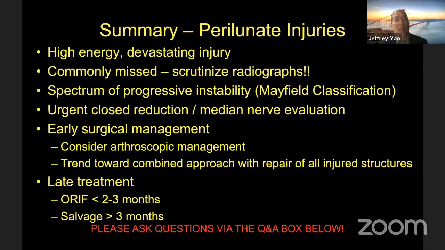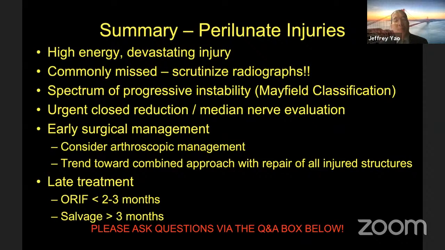So to summarize, these are high energy, devastating injuries. They're commonly missed, so you need to scrutinize radiographs. We should all be familiar with the Mayfield classification, the spectrum of progressive instability. These patients should have urgent closed reduction and median nerve evaluation and early surgical management, whether it be arthroscopic or a combined dorsal and volar approach or sole dorsal or sole volar approach to repair all injured structures.